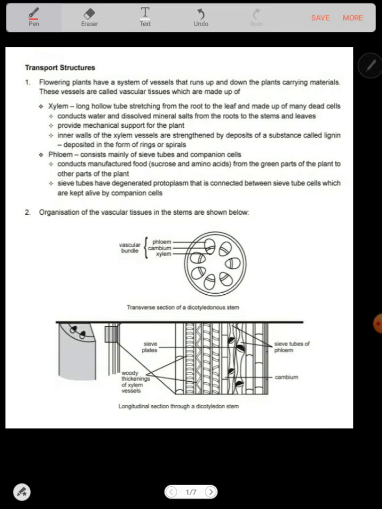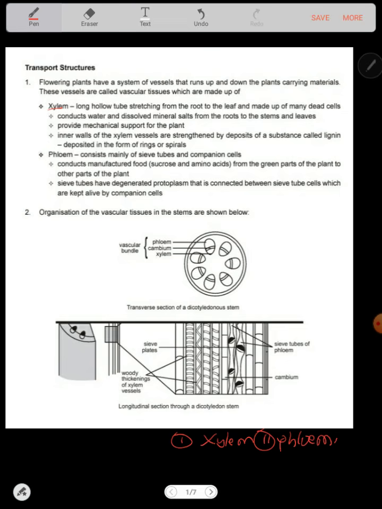We'll be looking at transport in plant biology. So we have transport structures. Flowering plants have a system of vessels that runs up and down the plant, carrying materials. These vessels are called vascular tissues, and there are two of them. One is the xylem, and the second one is the phloem.